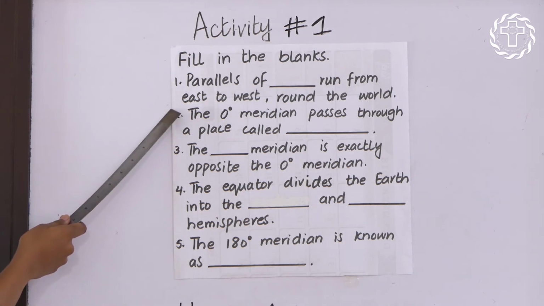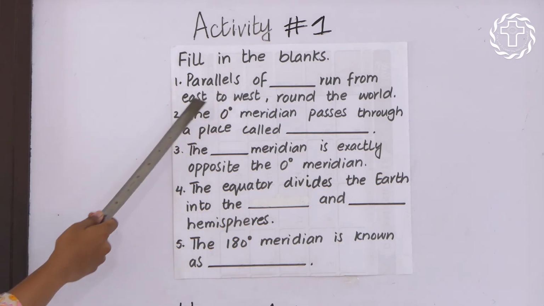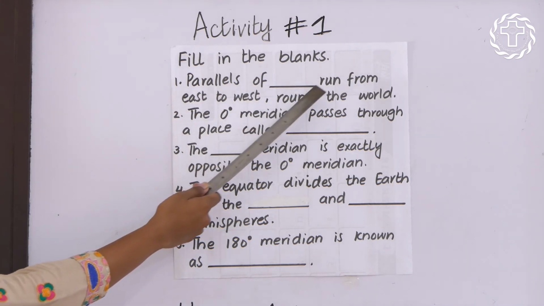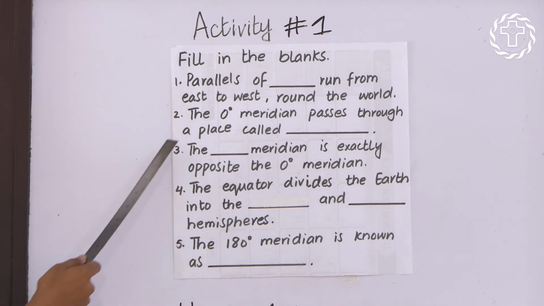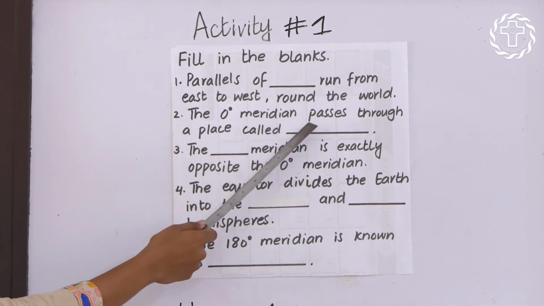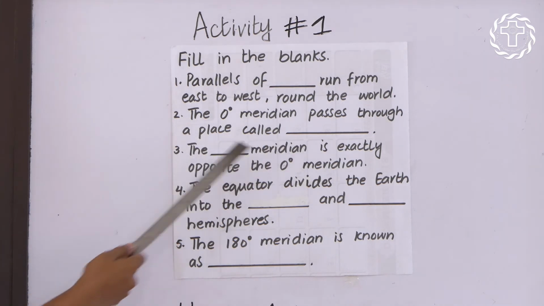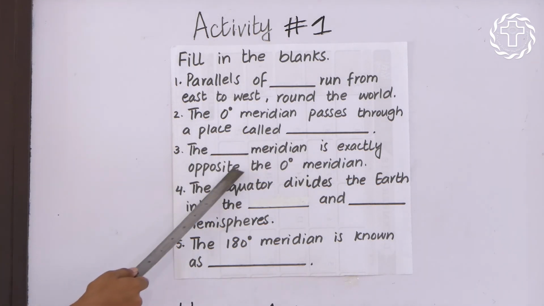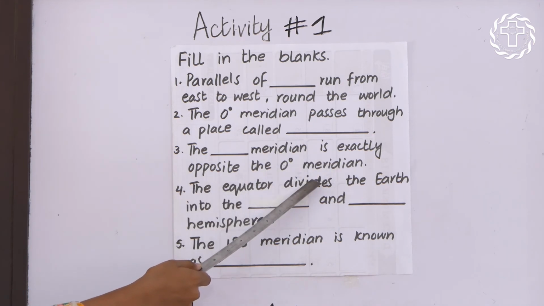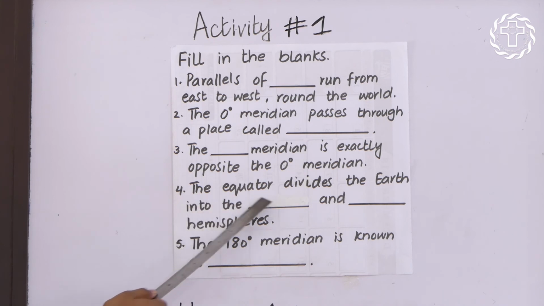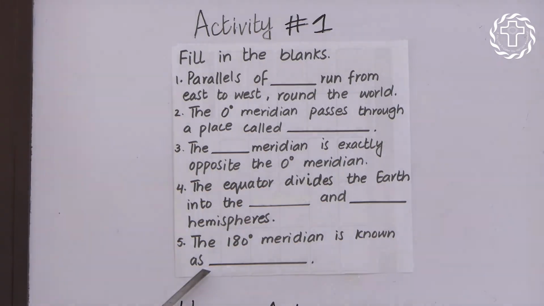This is your first activity. Fill in the blanks. Parallels of dash run from east to west round the world. The 0 degree meridian passes through a place called dash. The dash meridian is exactly opposite the 0 degree meridian. The equator divides the earth into the dash and dash hemispheres. The 180 degree meridian is known as dash.